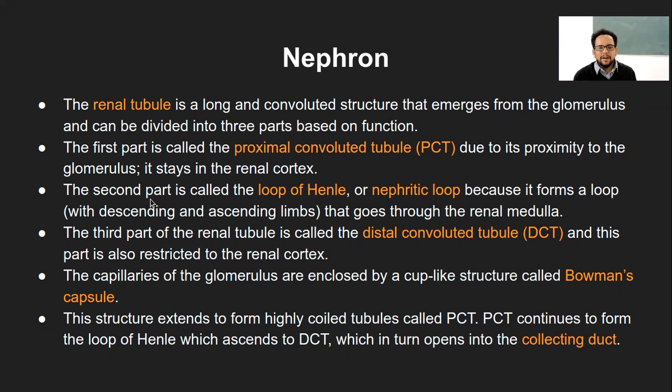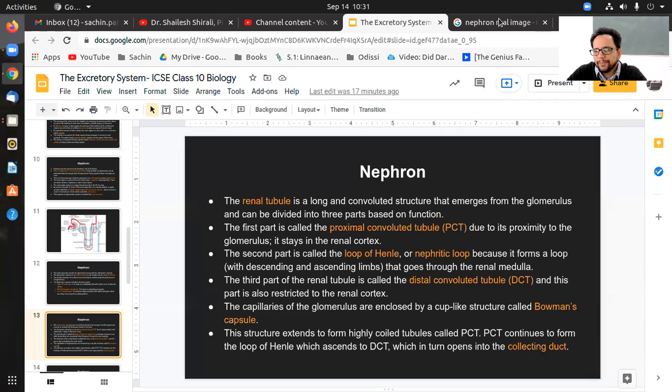The second part is called the loop of Henle, or it is also called the nephritic loop. This was identified by a person called Henle, and that's why it is called Henle's loop. Because it forms a loop, a U-shaped structure with descending and ascending limbs, going deep into the kidneys and coming up towards the cortex, it goes through the renal medulla.